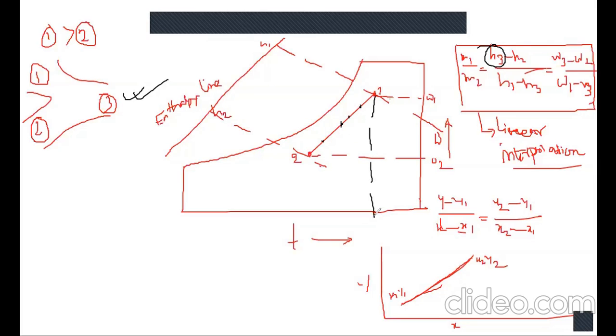Temperature of state 1, this is the temperature of state 2. Why are we about to learn this? Because this is the concept of mixing. I have already told the mix.